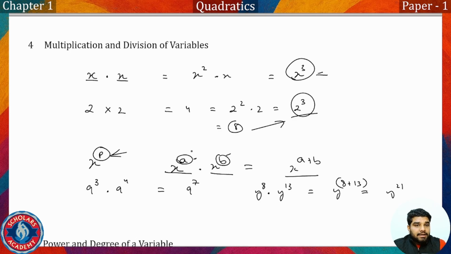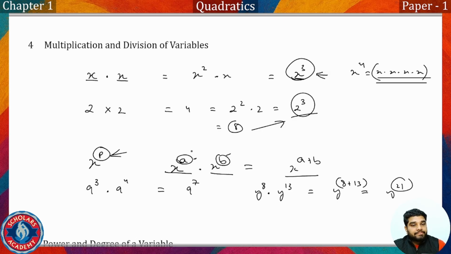Power tells us how many times a particular variable is getting multiplied. So if I talk about x to the power 4, this can be represented as x times x times x times x. So how many times a variable is getting multiplied, we'll just add the powers. So this is how the power of a variable will act when we are multiplying it. Multiplication works in this way. This is the basic formula over here.